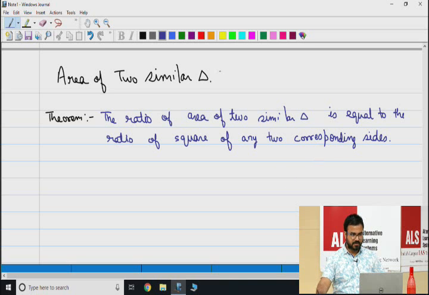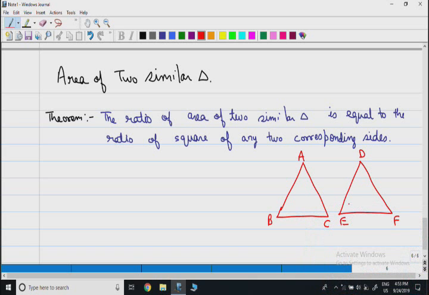So basically it also says that if you draw the diagram, suppose these are the two triangles ABC and DEF, and it is given these are already similar, that is given. So we can say given triangle ABC is similar to triangle DEF. Now we have to show, to prove. What we have to prove?